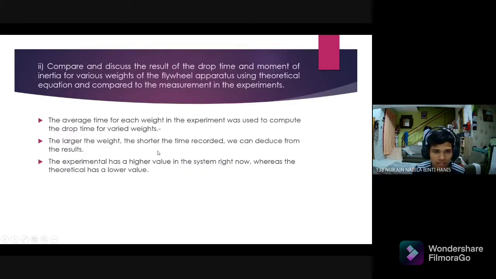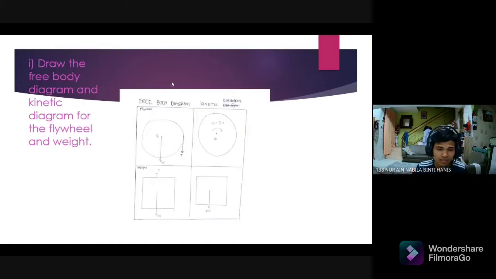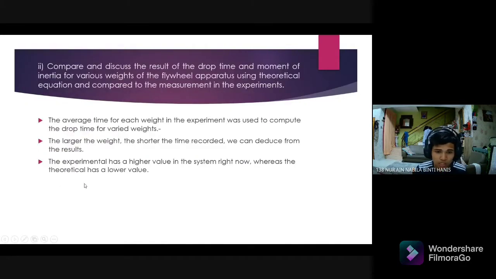Okay, next question is to compare and discuss the result of the drop time and moment of inertia for various weights of the flywheel apparatus using the theoretical equation, and also compare the measurement in the experiment. First, the average time for each weight in the experiment was used to compute the drop time for varied weight. Second, the larger the weight, the shorter the time recorded. We can deduce this from the results. Third, the experimental has a higher value in the system, whereas the theoretical has a lower value.